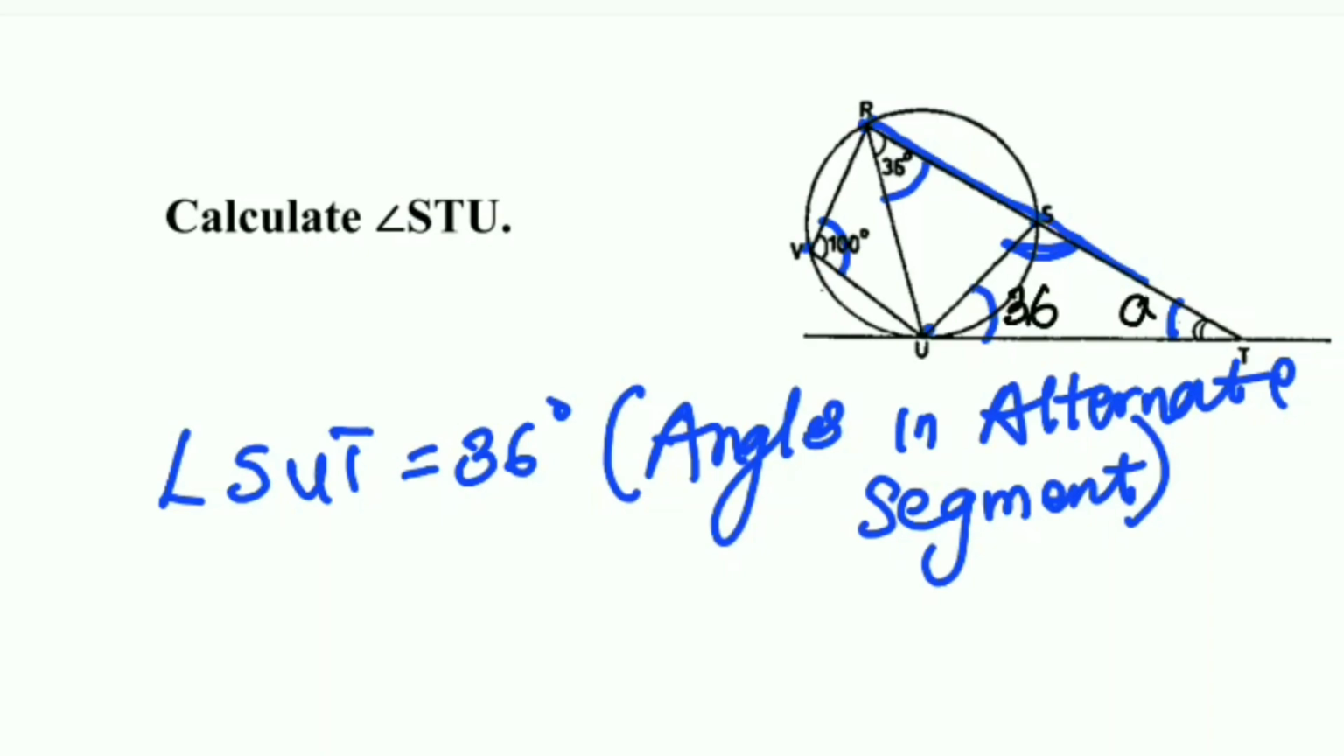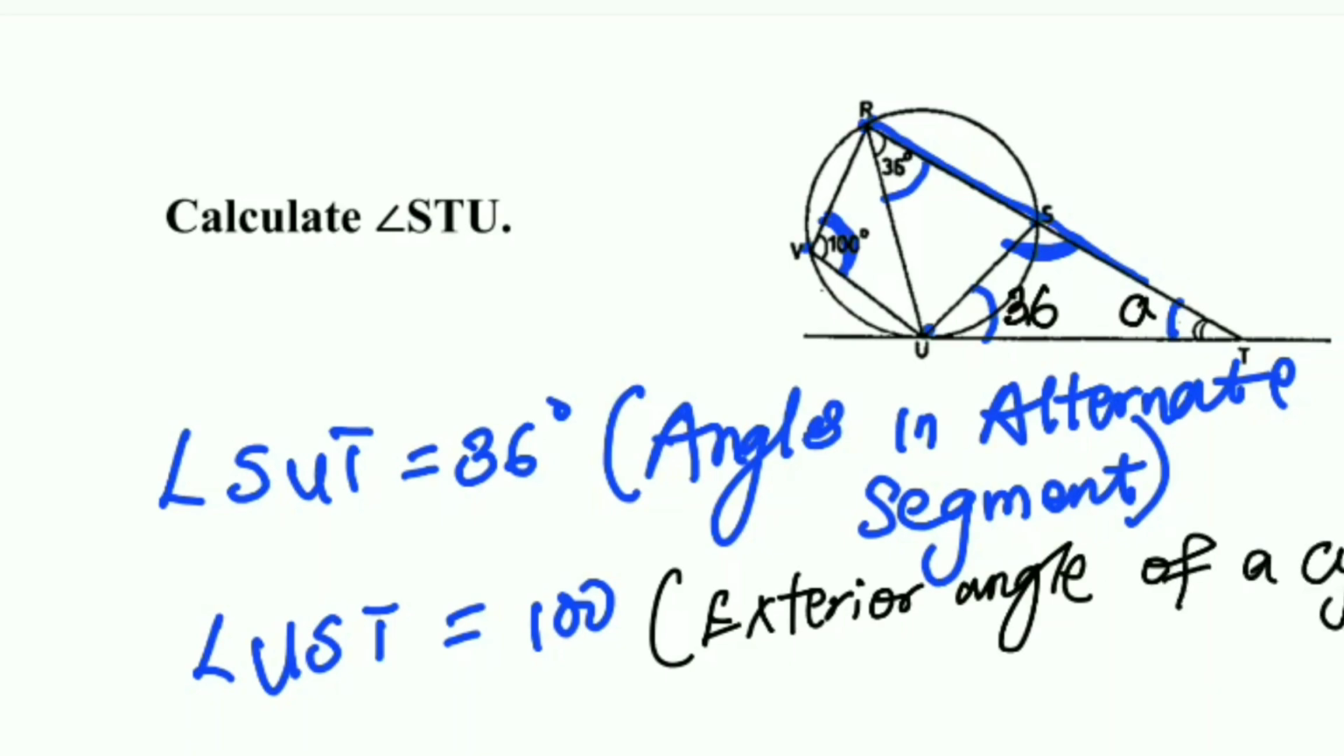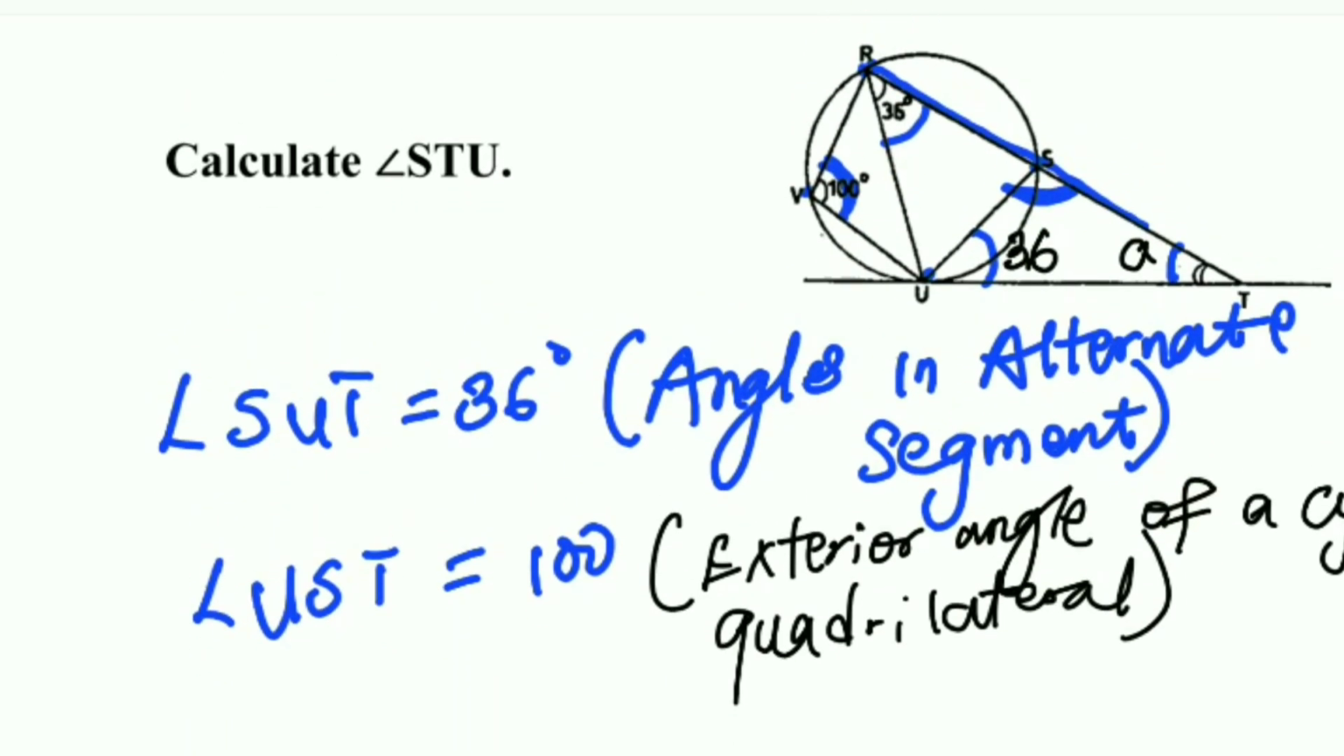And so the interior opposite angle, the angle that is opposite to this, is this 100 degrees here. So I say angle UST is equal to 100 degrees, and my reason is exterior angle of a cyclic quadrilateral equals the interior opposite angle. So I guess we're almost done here, right? Yes. So this is 100 degrees.